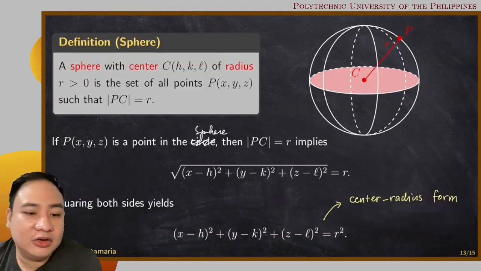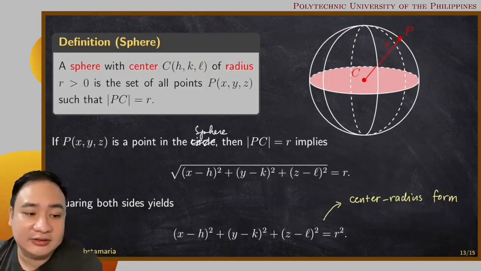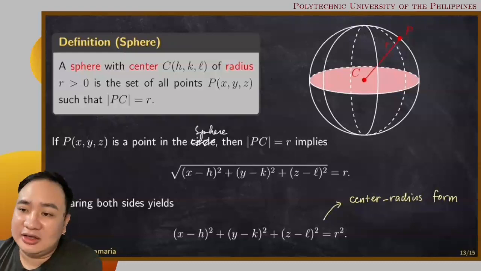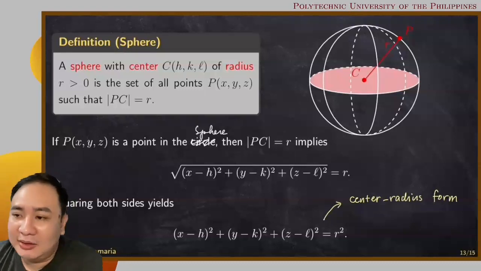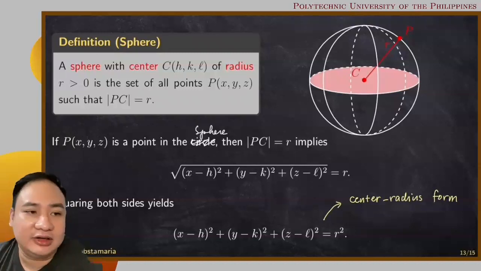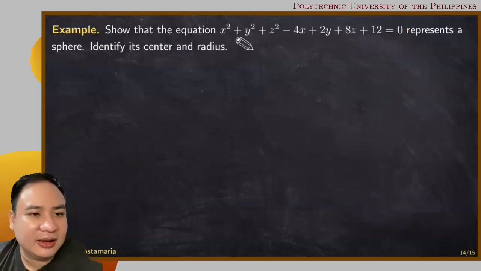Okay? Because this equation reveals two things, the center of the sphere and its radius. Naintindihan nyo ba? Ba't siya tinawag na center radius form? All right. So, let's illustrate kung naintindihan natin by answering this example.